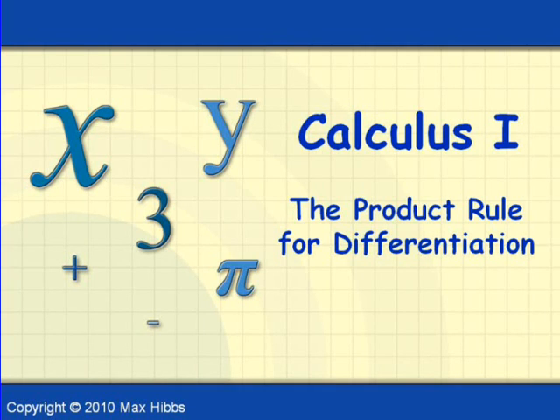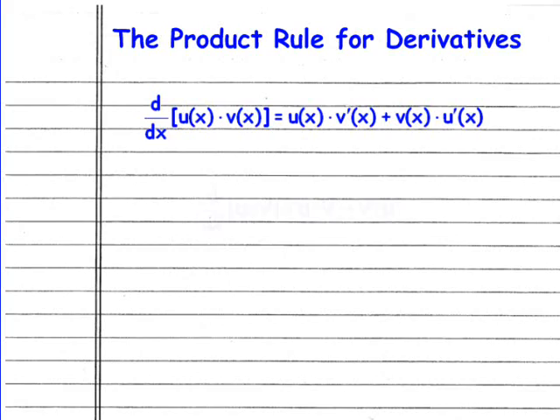This session is about the product rule for differentiation. We need to start the session by stating the product rule for derivatives. That is, the derivative of a product, or a multiplication of functions u of x and v of x, is u of x times v prime of x plus v of x times u prime of x. We really want to think of this as the derivative of two functions.